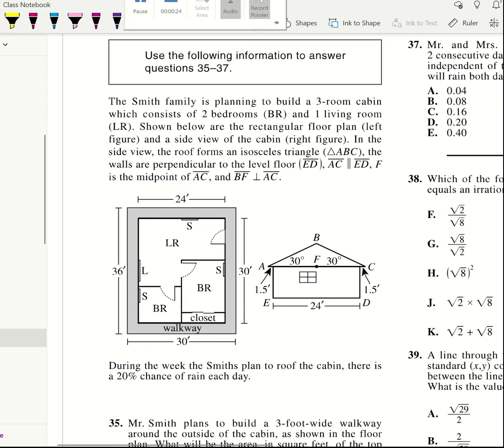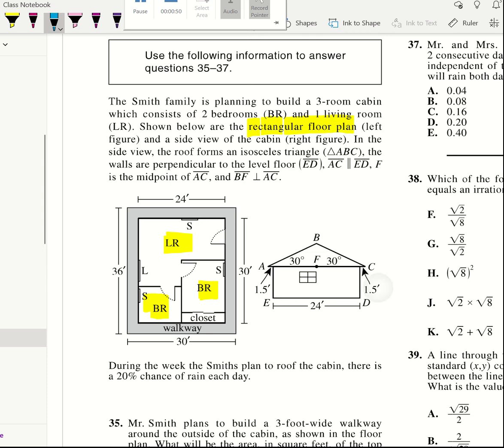So the Smith family is planning on building a 3-room cabin. There's 2 bedrooms and also a living room. We are also told that this floor plan is rectangular, which when I first looked at this, I went, oh my gosh, this isn't rectangular because the opposite sides didn't appear to be congruent. I had to look actually really, really closely at this diagram. It actually is rectangular.